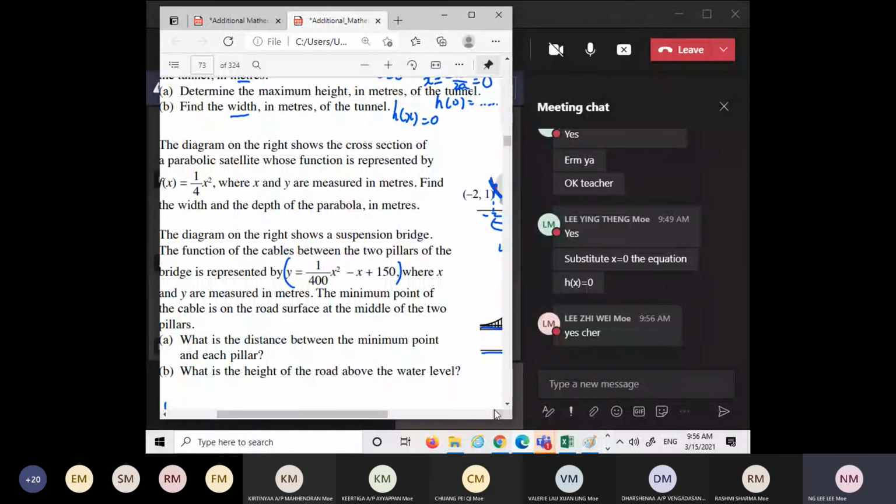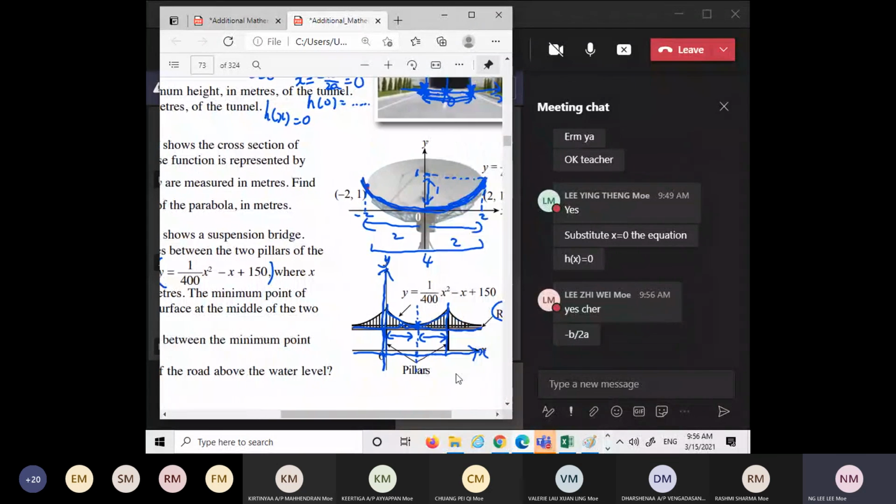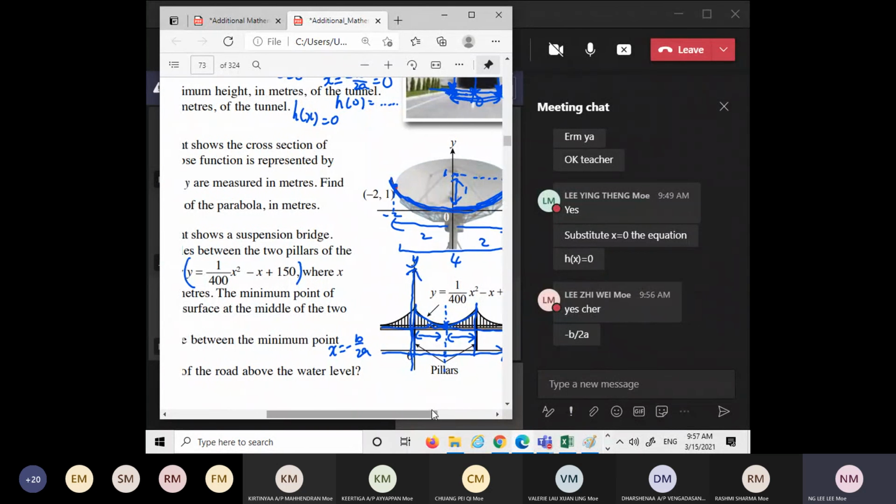Okay, part A. I want to get the minimum point. Negative b over 2a, very good. This is the x coordinate of the minimum point, because the function is given in general form. So now I go to question B.